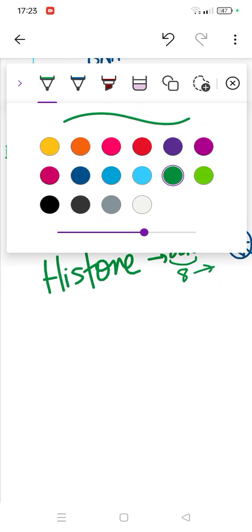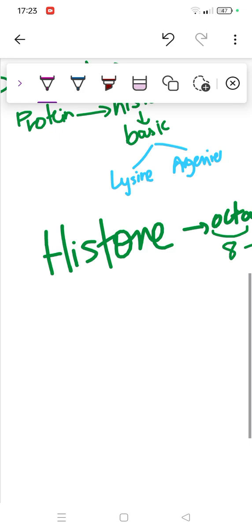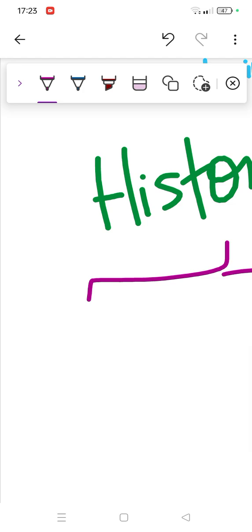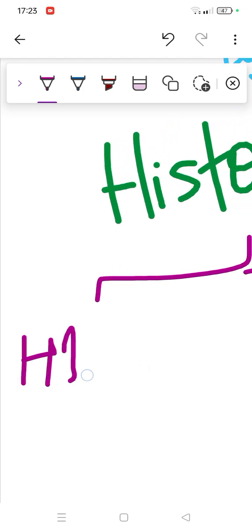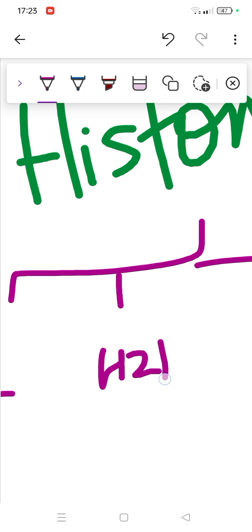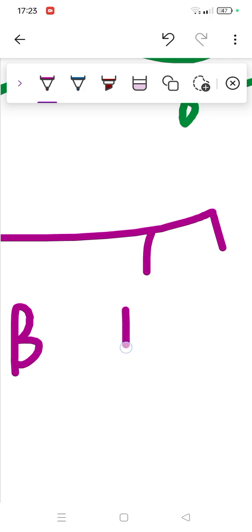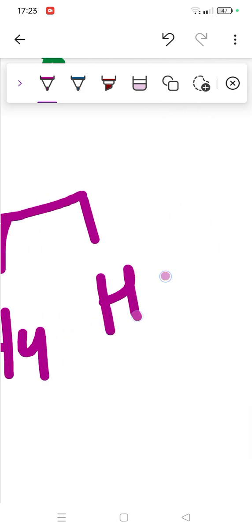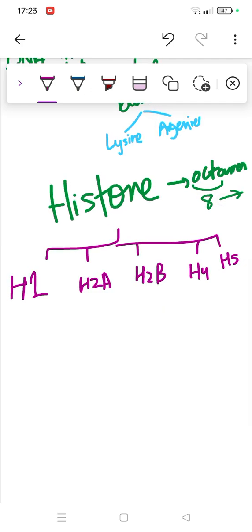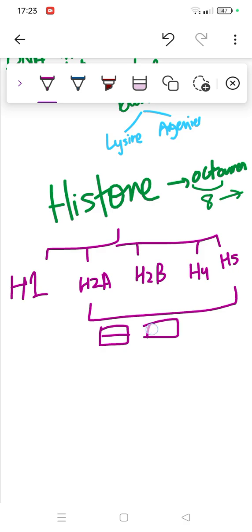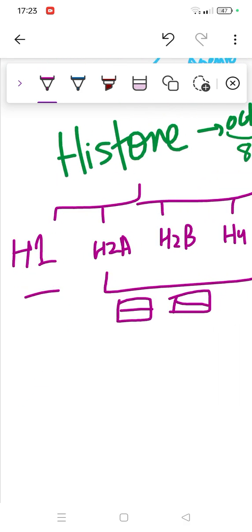Histone protein is divided into a few more types. When we talk about H1, the second is H2A, the third is H2B, the fourth is H4, and the last is H5. These 5 histone proteins are present. So what is the function of all? I'll let you know that as well. These 4 are together in a double structure like this and are used together, except for H1, whose function we'll discuss later on.